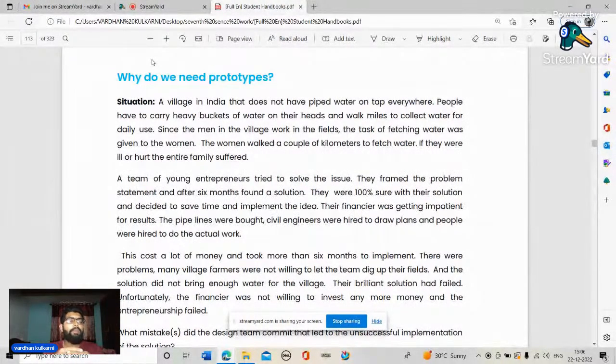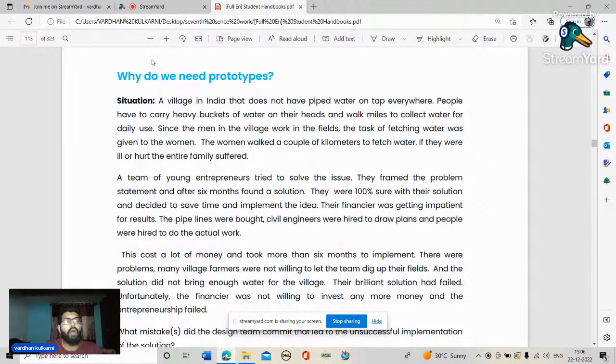So people in these villages are made to carry buckets of water on their heads and walk miles to collect water for daily use. Since the men in the villages are working in the fields, the task of fetching water was given to the women. What if the women are ill or hurt? Then everyone in the family would suffer.